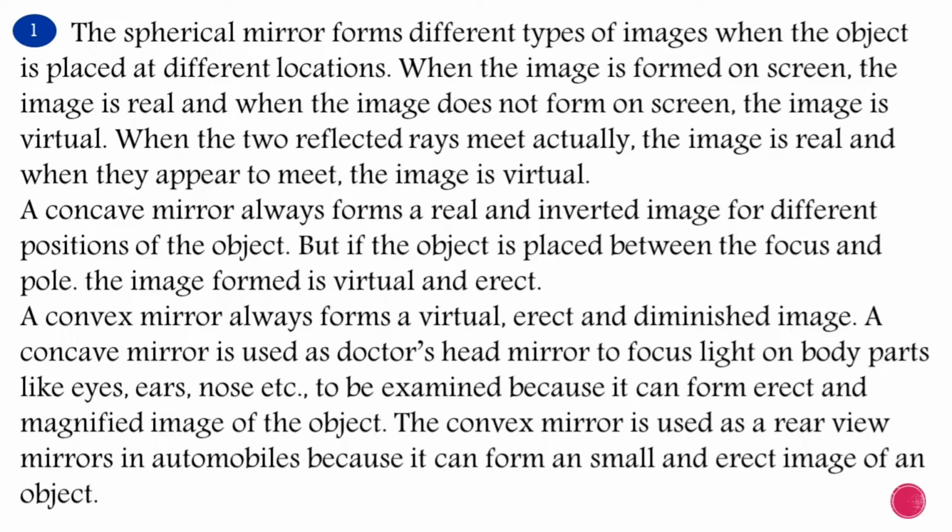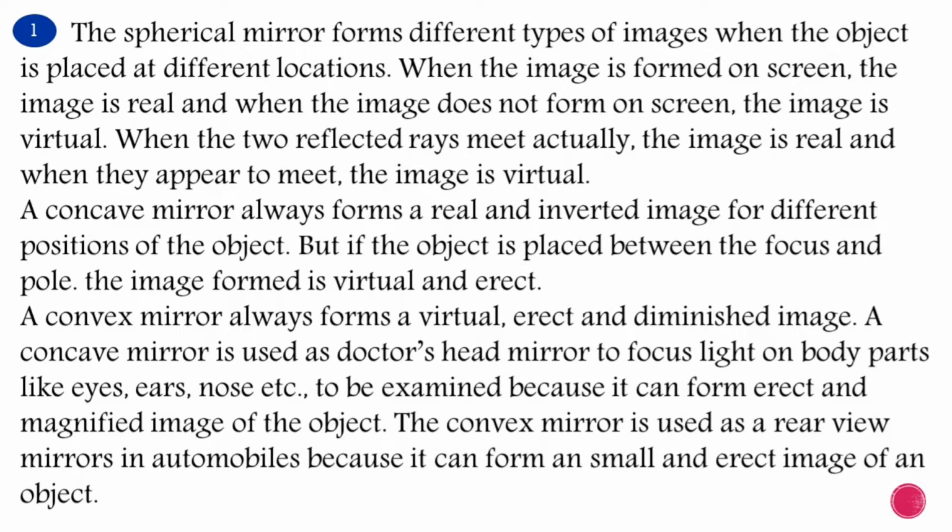The first case is given here. The spherical mirror forms different types of images when the object is placed at different locations. When the image is formed on screen, the image is real, and when the image does not form on screen, the image is virtual. When the two reflected rays meet actually, the image is real, and when they appear to meet, the image is virtual. A concave mirror always forms a real inverted image for different positions of the object, but if the object is placed between the focus and pole, the image formed is virtual and erect.